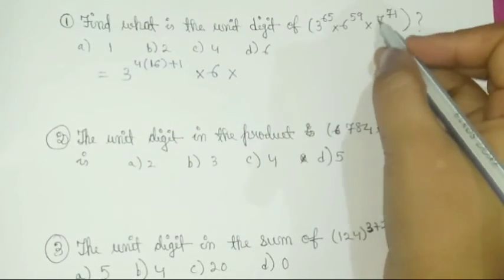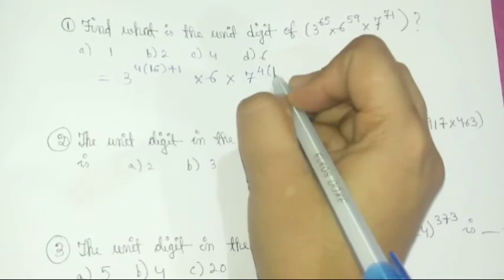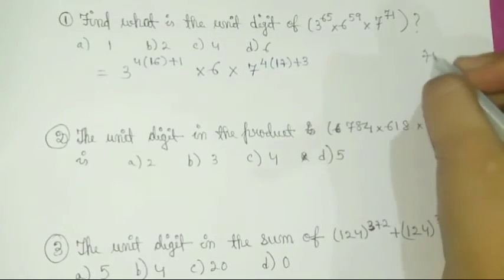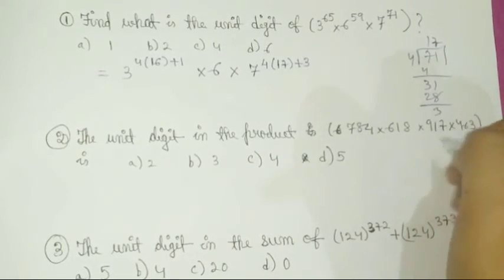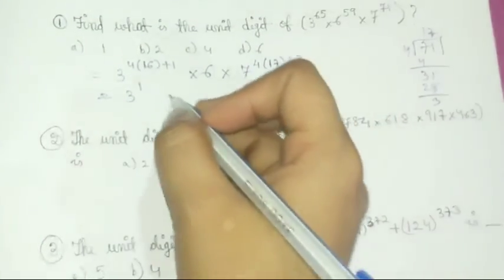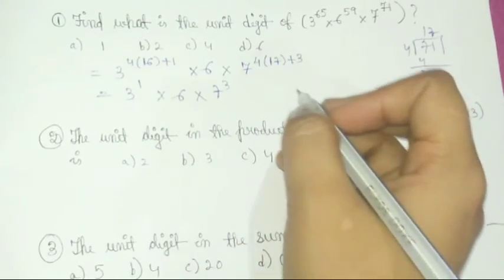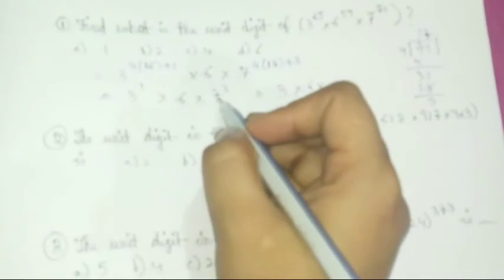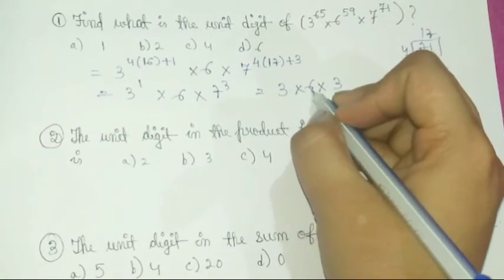And again, the cyclicity of 7 is 4. So we will be dividing 71 by 4. So we get 4 times 17 plus 3. Its remainder is 3. When we divide this by 4, 4 times 17 is 68, and the remainder is 3. Now this can be written as 3 raised to the power 1 into 6 into 7 raised to the power 3. Its unit digit is 3, this is 6, and 7 raised to the power 3, its unit digit is 3. So now 3 times 3 is 9, 9 times 6 is 54.